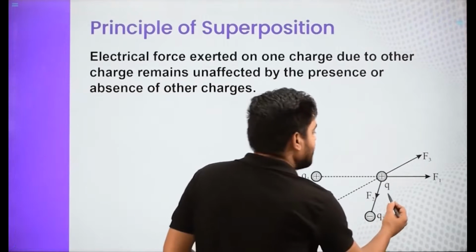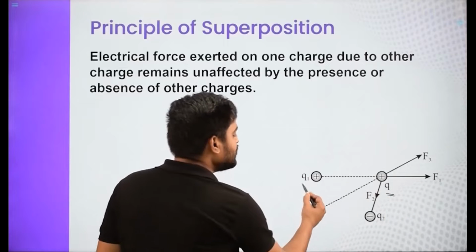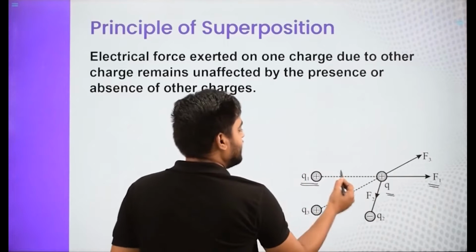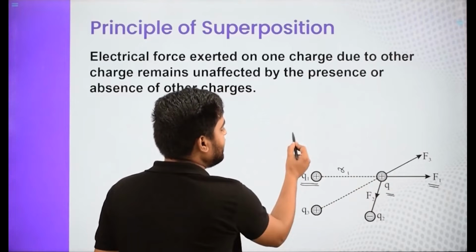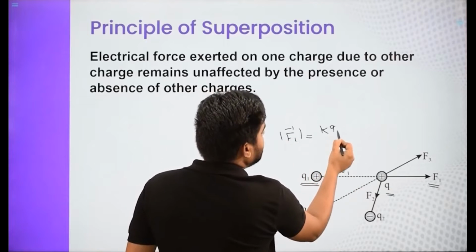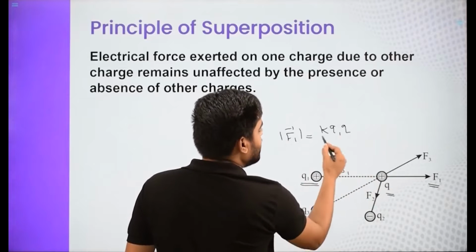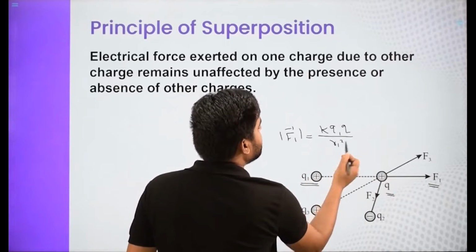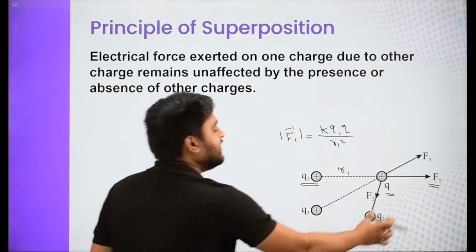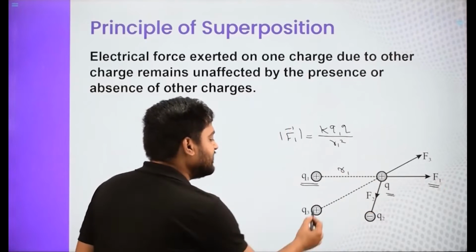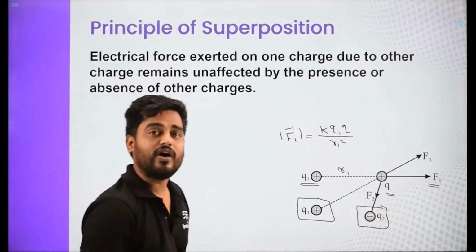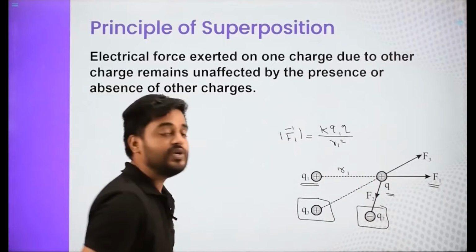So let us say that this is the charge Q and the force due to charge 1 will be F1. If this distance is R1, then I can directly write the magnitude of F1 is nothing but K Q1 Q divided by the distance squared. I am just writing the magnitude. This is not the vector form. Now whether this Q3 or Q2 are present or absent, this force is not going to change.